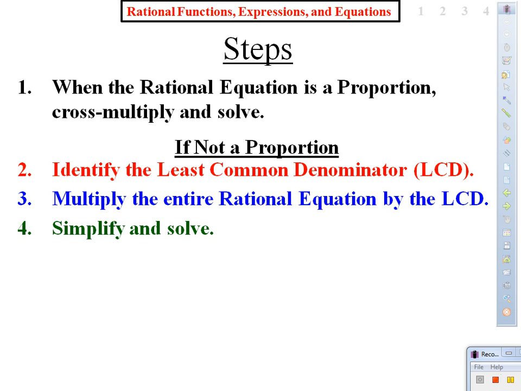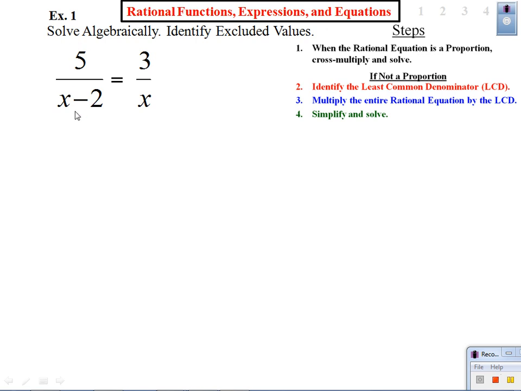Copy this example down, please. Example 1 says solve algebraically and identify excluded values. The equation given is 5 over x minus 2 equals 3 over x. Once again, you can finish copying the steps as soon as you're done with the problem, and then come back to the next step and to the next step. Just copy a step along. They're going to be there all day.